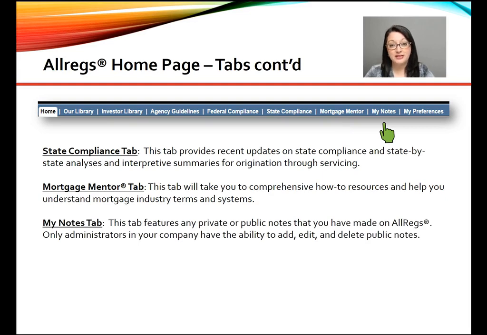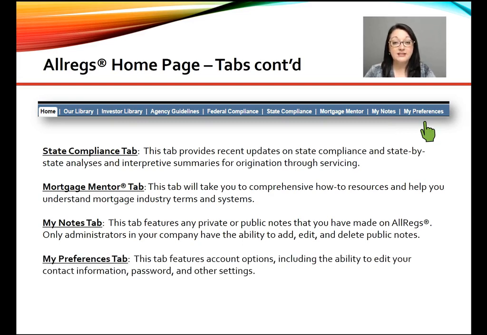Next is the My Notes tab. This is something that you can use either privately or publicly, where you can access notes that you have made on AllRegs. Now, only administrators of your company are going to have the ability to add, edit, and delete public notices. Next is the My Preferences tab. This is where you can go and check out your account options, including the ability to edit your contact information, your password, and other settings.